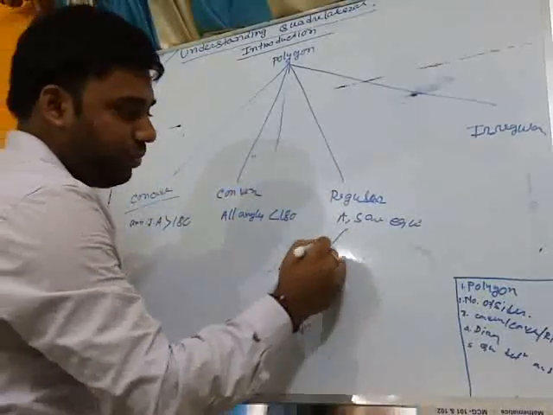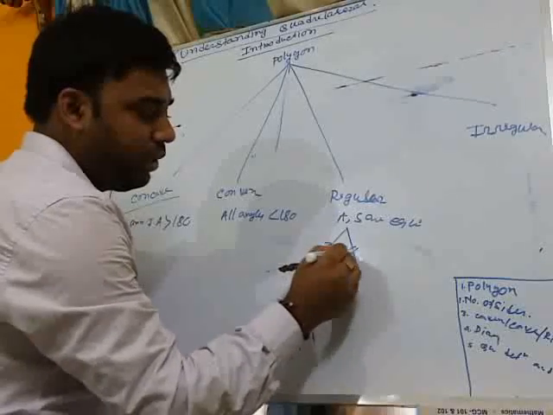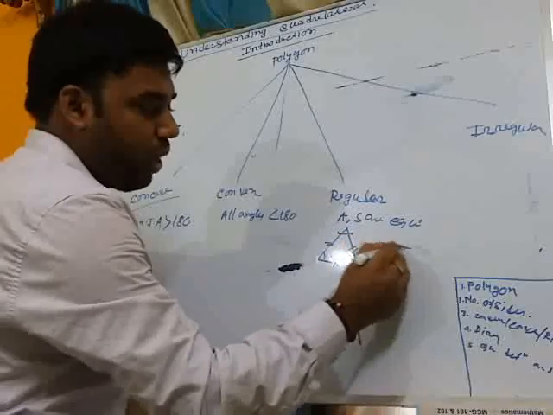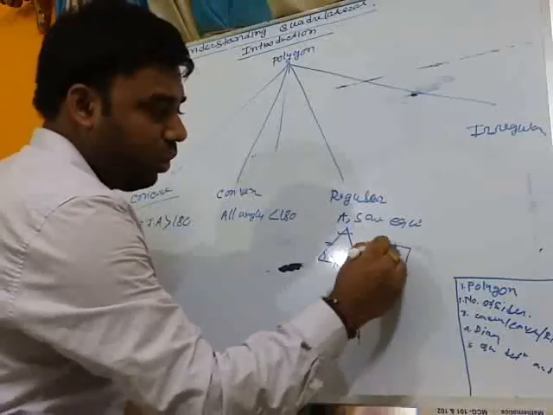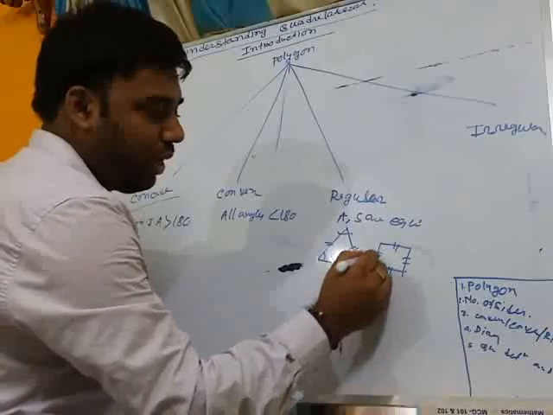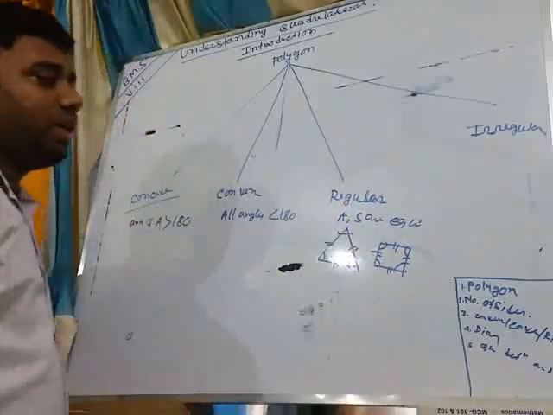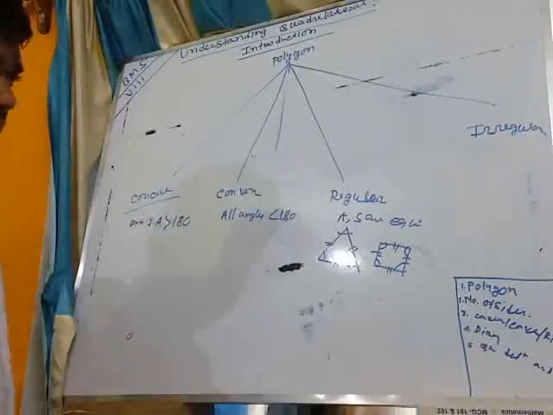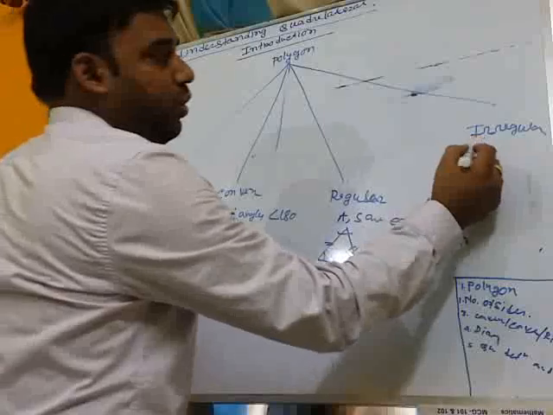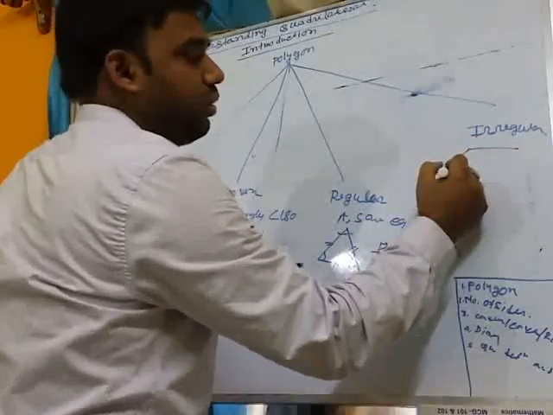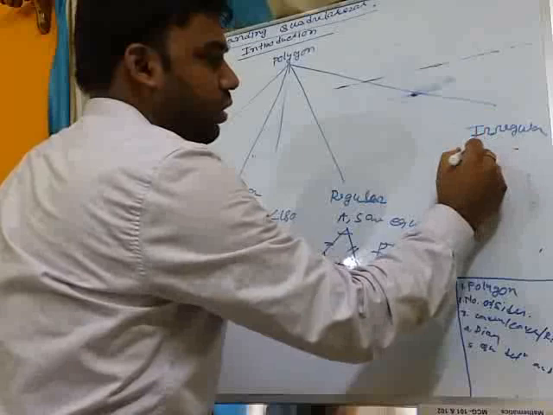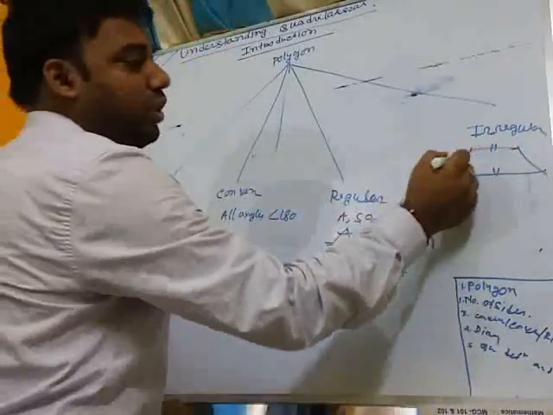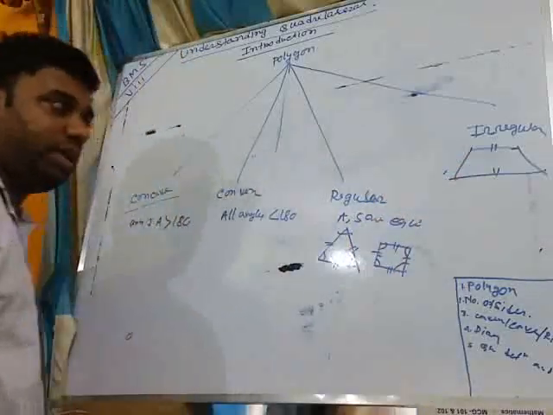Examples of regular polygons: an equilateral triangle, where the 3 sides and 3 angles are equal. A square, where all sides are equal to each other and all angles are 90 degrees. This type of polygon is called a regular polygon. For an irregular polygon, you can take this figure: this side is not equal to this side, so it is an irregular polygon.